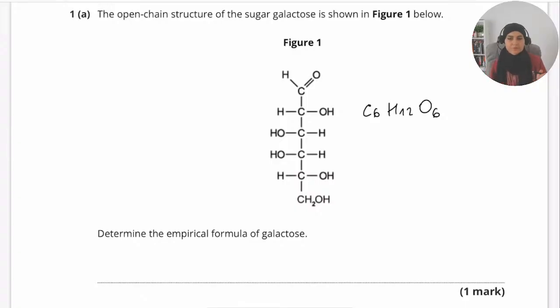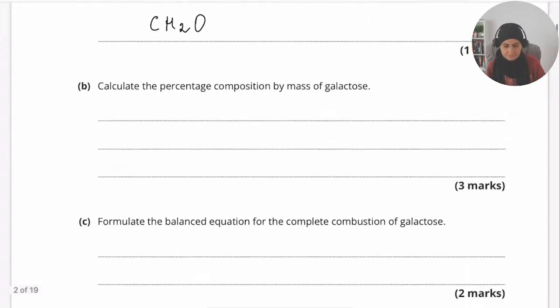That's the molecular formula. To convert it to empirical, we have to cancel out 6, 12, and 6 to get the simplest whole number ratio. So I would cancel everything out by 6. 6 over 6 is 1, so it's C1, and the 1 I don't have to write. H12 over 6 is 2. O1, 6 over 6.